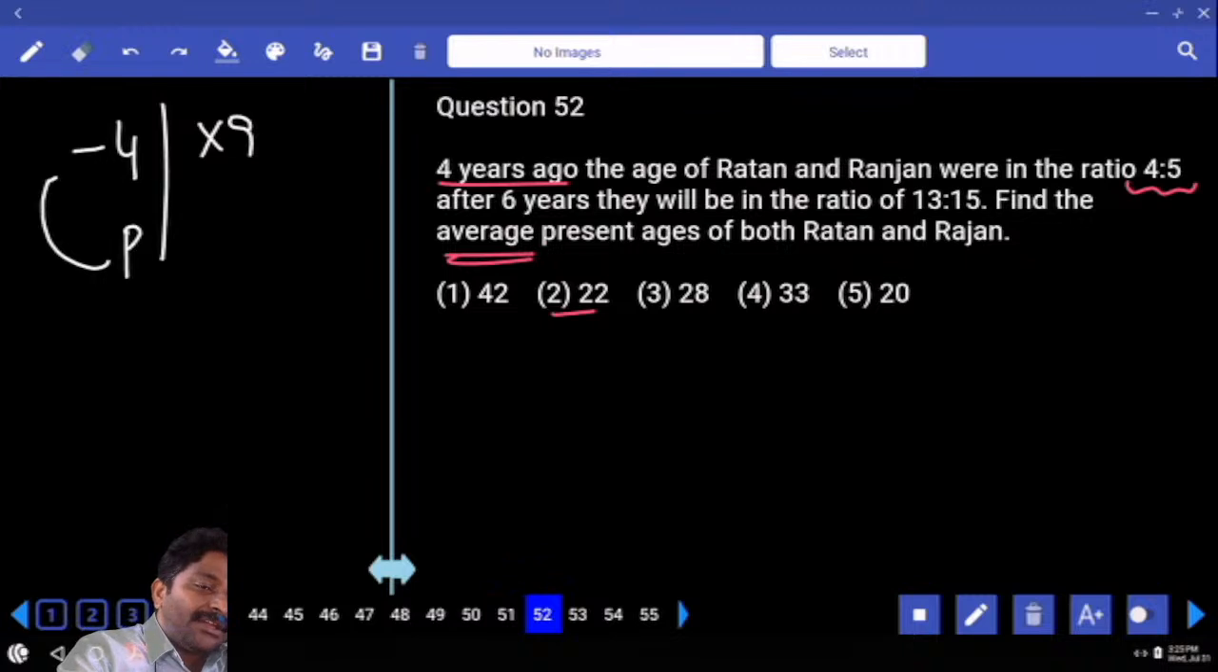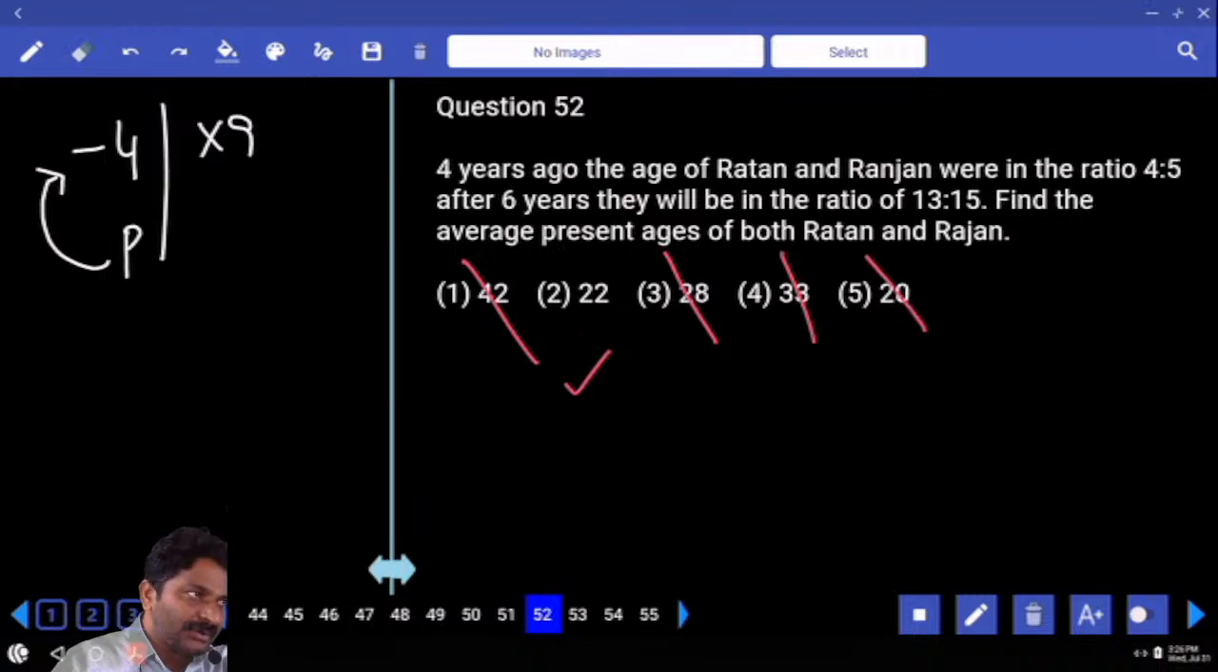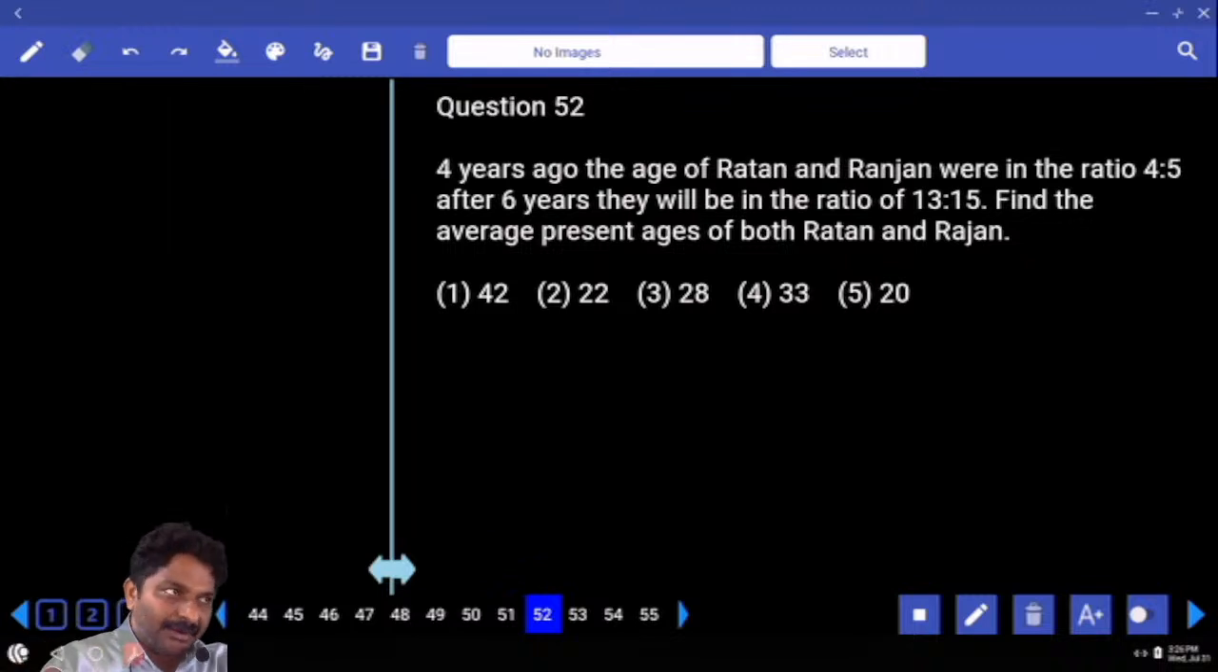So from the present average, if you subtract 4, you should get the average 4 years back, and that should be a 9 multiple. Agreed or not? First option minus 4. Yes or no? Second option minus 4. Third option minus 4. Fourth option minus 4, 29, right? Fifth option minus 4. There is only one option that works. Is that okay?